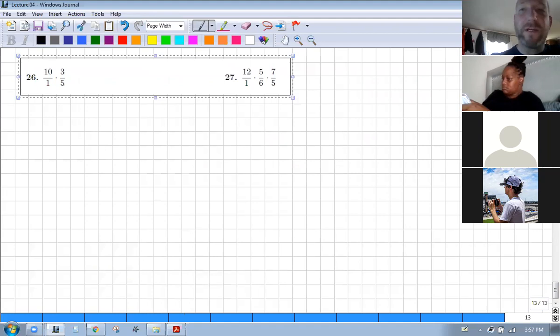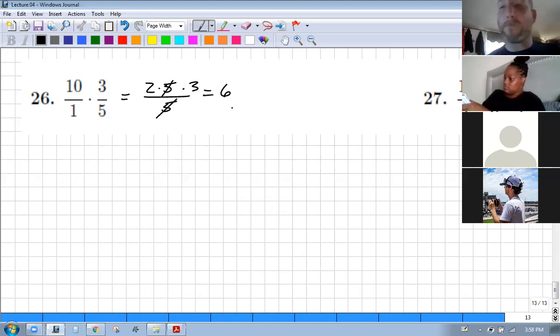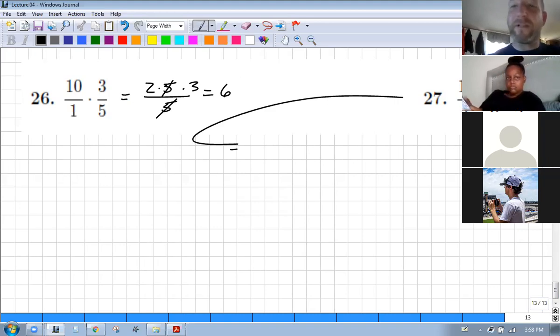So to simplify these, we can rewrite 10 here as 2 times 5. We have a 5 on the bottom, so the 5's cancel. We're left with 6. For 27, we can rewrite the 12 here as a 3 times 4, 5 times 7. And on the bottom, we can rewrite the 6 as a 2 times 3.